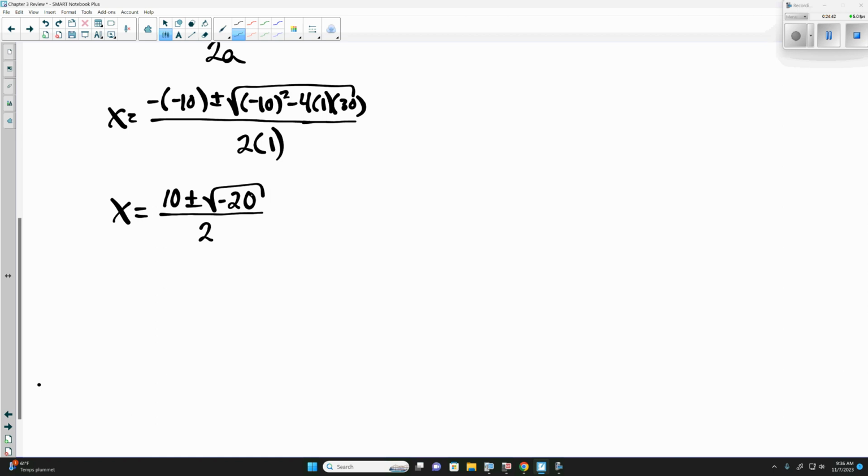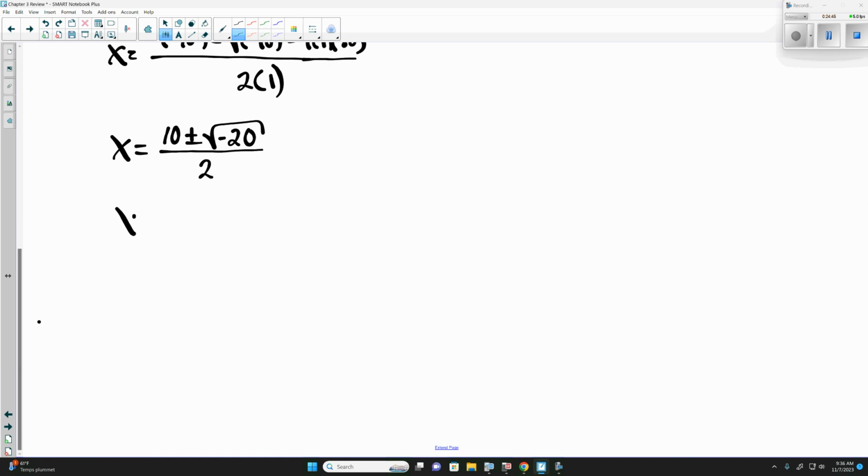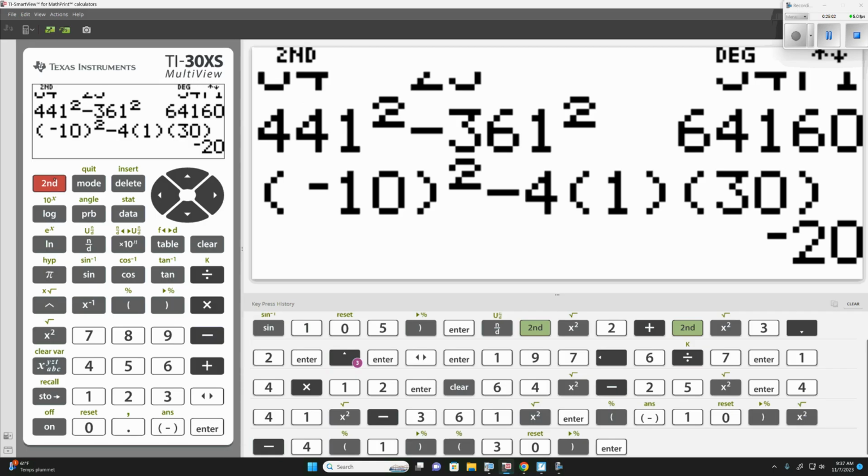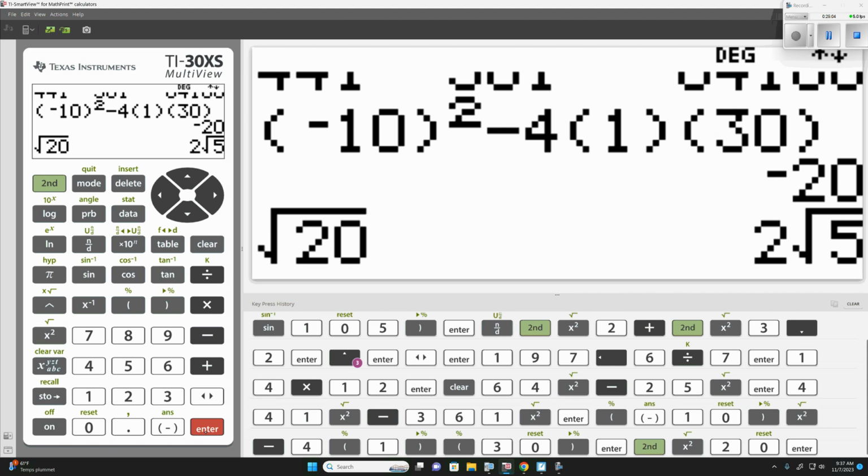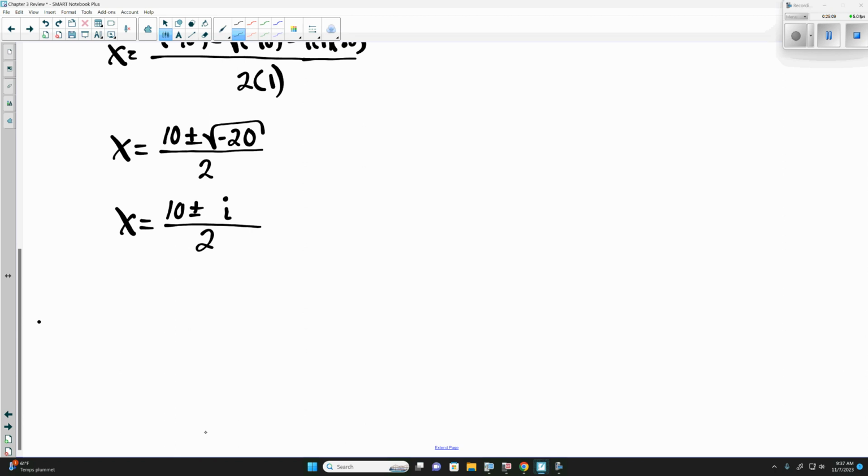Well, we have to simplify that radical first. Now, square root of -20. The yellow calculator will simplify radicals. It will not simplify negatives. But the negative comes out as i. Now the yellow calculator will take the square root of 20, which is 2 square root of 5. So the square root of negative 20 is 2i square root of 5. I will take this as the final answer here.